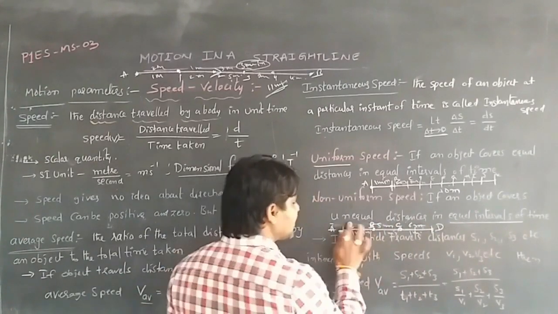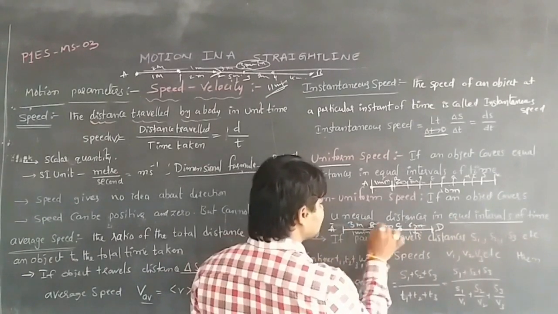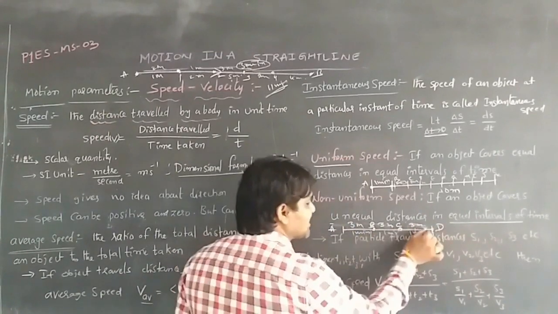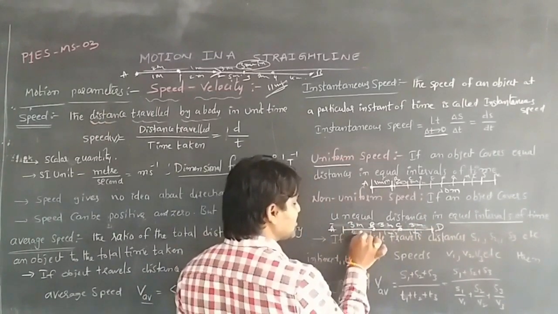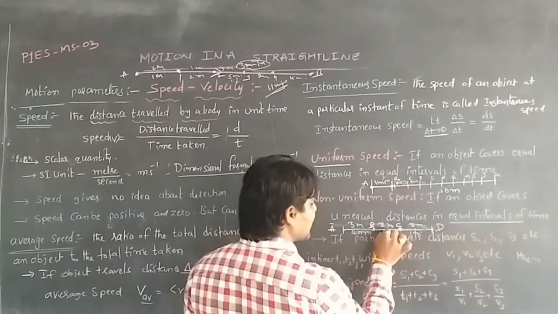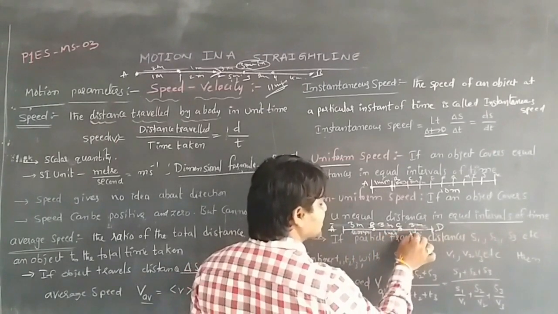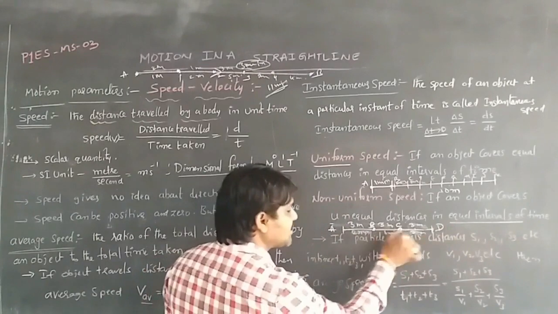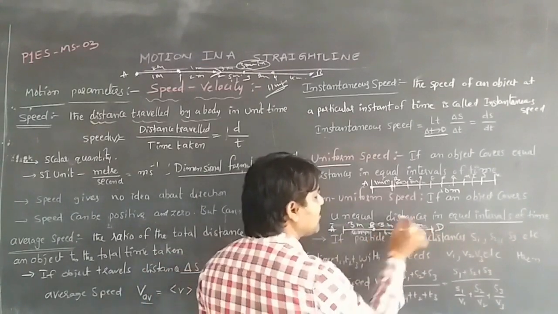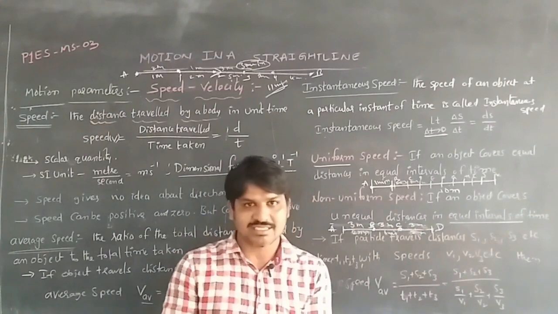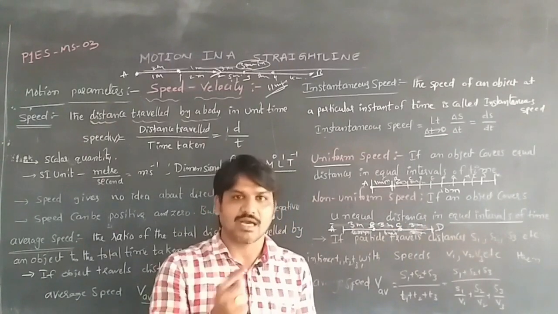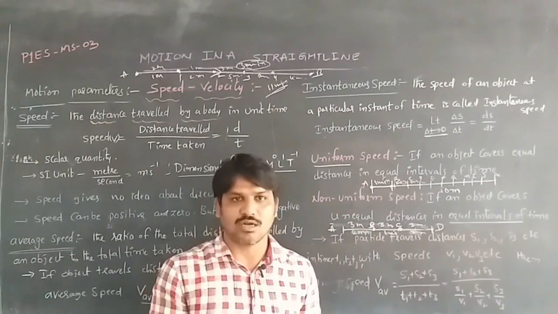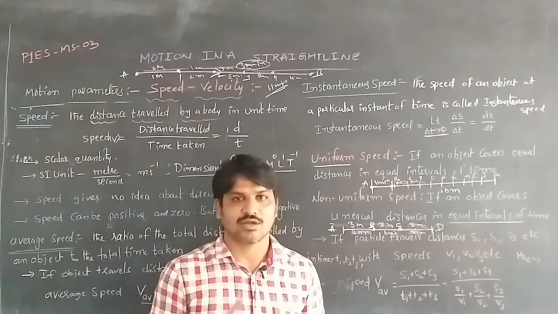Likewise, if the distances are the same, 3 meters, 3 meters, 3 meters, but the first 3 meters are completed in 2 minutes, the second 3 meters in 1 minute, and the third 3 meters in 2 minutes, these are different intervals of time with equal distances. Either unequal distances in equal intervals of time, or equal distances in unequal intervals of time, that is called non-uniform speed.